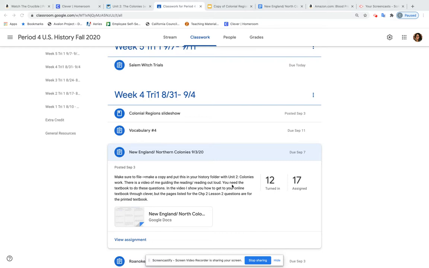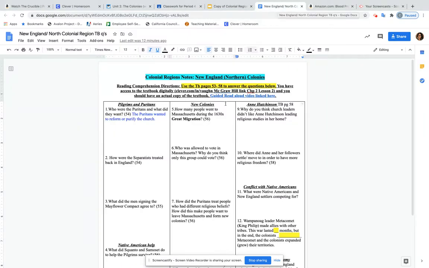There is a video of me reading the actual textbook questions and the textbook passages itself out loud here. It says guided read aloud, video linked here. So that I'm reading the textbook and actually stopping to tell you, like, okay, you're going to listen for the answer for number 2, for number 3.